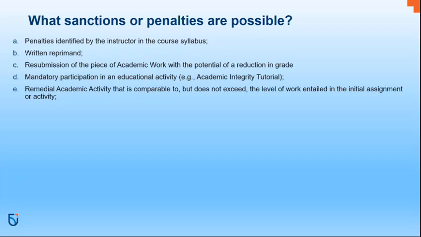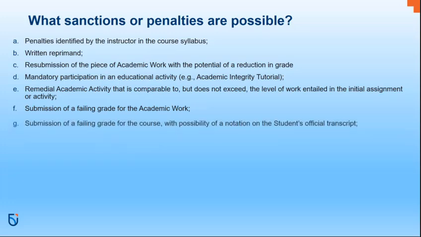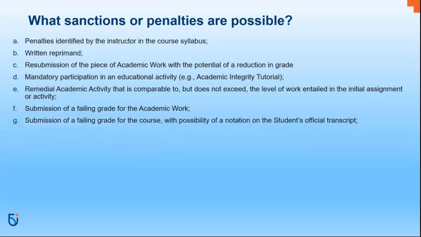Now, more serious sanctions might include a failing grade for the academic work or for the course. Sometimes students will receive a failing grade for the course and have a notation of why there is that failing grade on the student's official transcript. What this means is that if you are applying for graduate school or law school, it will be in your record.